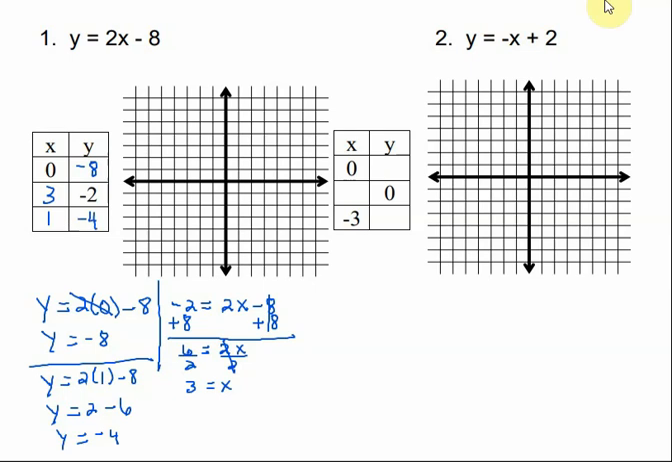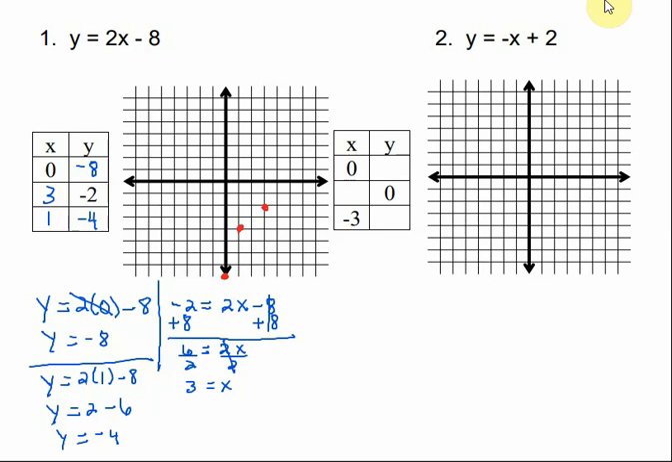Now, let's plot these points on our graph. 0, negative 8. So 0 means we're not going to go left or right. We're just going to go down 8 spaces. 1, 2, 3, 4, 5, 6, 7, 8. That's going to be at the very tip of our arrow. Okay, then 3, negative 2. 1, 2, 3, negative 1, 2. All right, and then 1, negative 4. So we're going to go to the right one and down 1, 2, 3, 4.